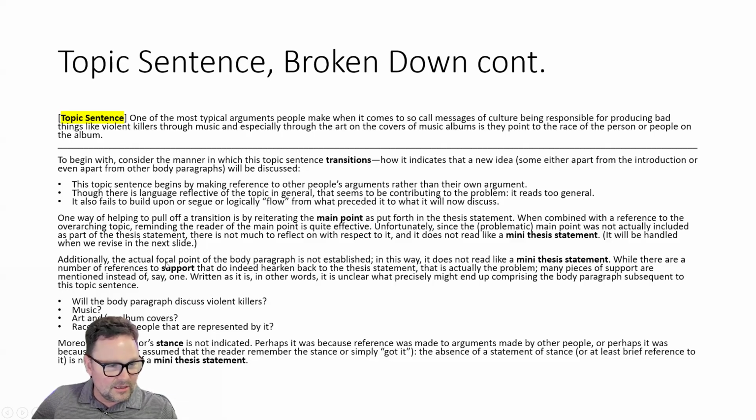And here, this is what I was getting at a second ago. The focal point of the paragraph isn't established. And in this way, it doesn't harken back to the original thesis statement. This topic sentence does not act like a mini thesis statement. So there are a number of references to support. It's unclear what precisely might end up comprising the paragraph subsequent to the topic sentence. In other words, if we were just going to go based off of this without the part that I say is missing, the "I argue" part, these are some of the questions that the reader might be left with.